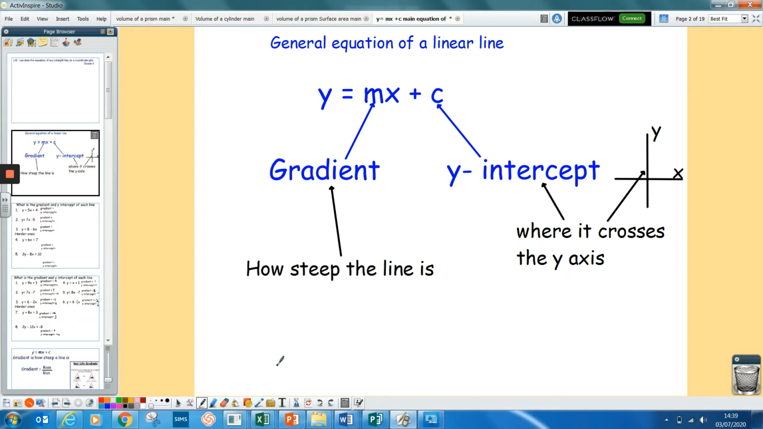So for example, like that's not a very steep line, that's getting steeper. So that's what I'm talking about with that. And this being your y-intercept. So this is where it crosses your axes. So we're talking about lines on equations. So this bit here being where it crosses that y-axis.